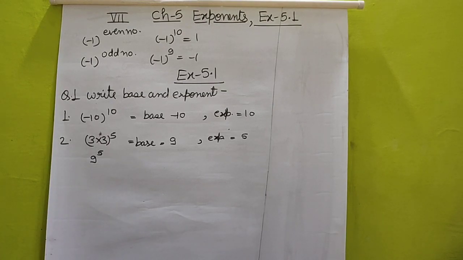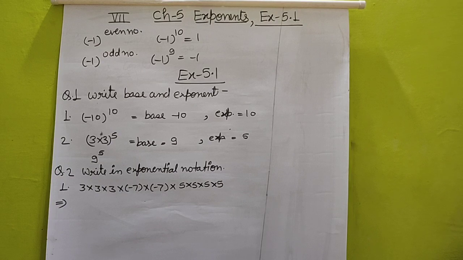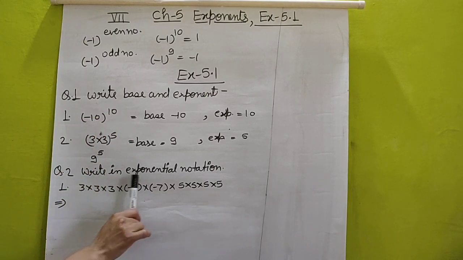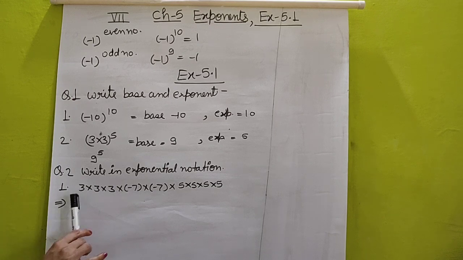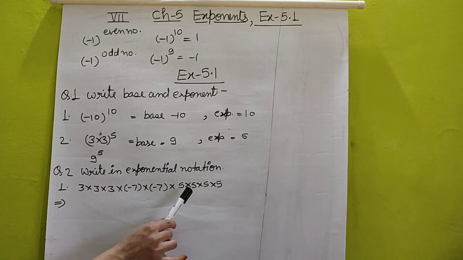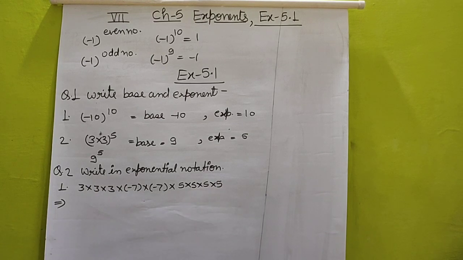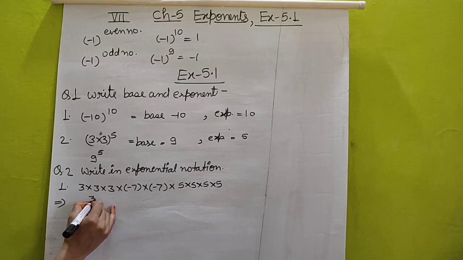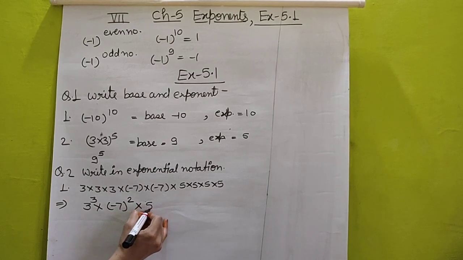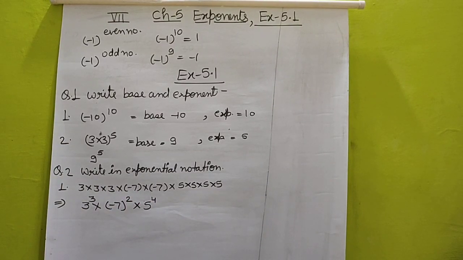Now question number 2. Students, question number 2 is just the opposite of question number 1. Here the power was given and here we are to write the exponential notation. Here 3 multiply 3 multiply 3, then minus 7 multiply minus 7, then 5 multiply 5 multiply 5 multiply 5. So 3 is coming 3 times, so 3 power 3, multiply minus 7 raised to power 2, and 5 raised to power 4. So this is the exponential notation. This is also very easy students. Now question number 3.